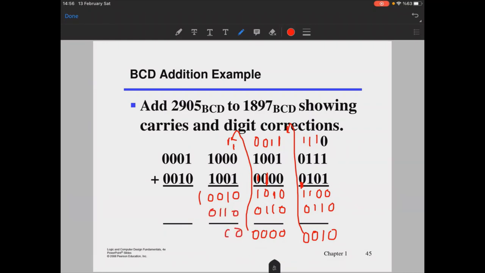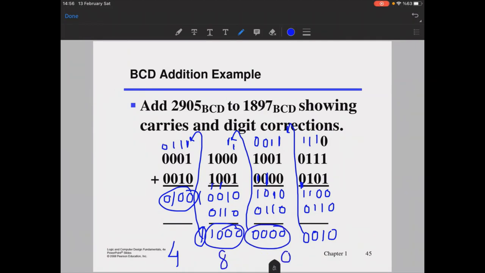0, 0, 1, 0, 1, 1, 1. This is your number, but this one will go to your neighbor and you will have 0, 1, 0, 1, 1, 0, 0. Now, does this require a decimal adjust? No, because this one is just 4, so no problem. I now write them. This is your 4, this is your 8, this is your 0, and this is your 2. So the result is 4802. So let's check this.